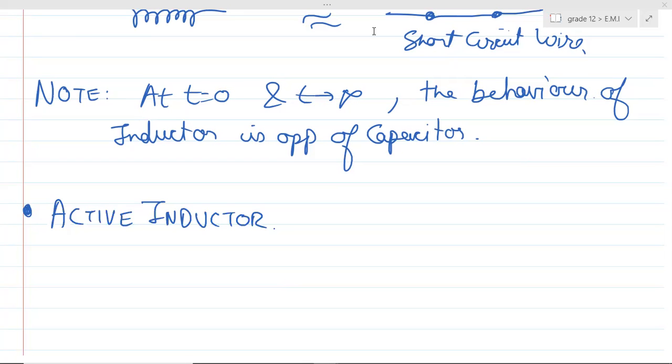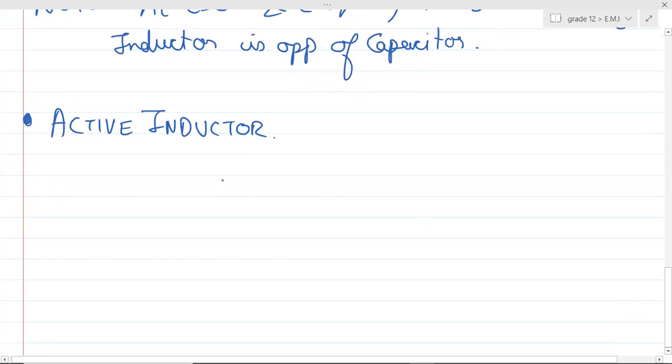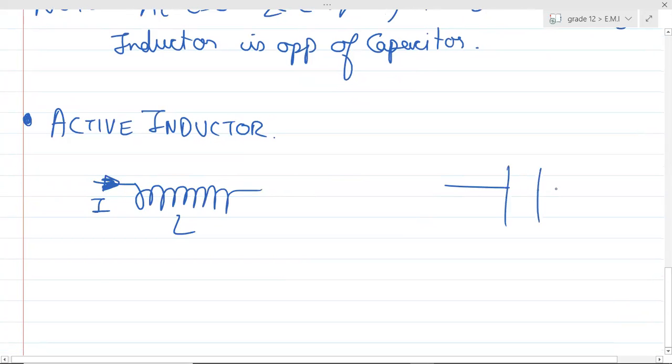So active inductor. What is an active inductor? See, suppose whenever you have an inductor through which some current is passing, do you remember this particular thing? There was a capacitor through which when charge was flowing, then charge was accumulating on the plates of the capacitor, right? What did you call this thing?